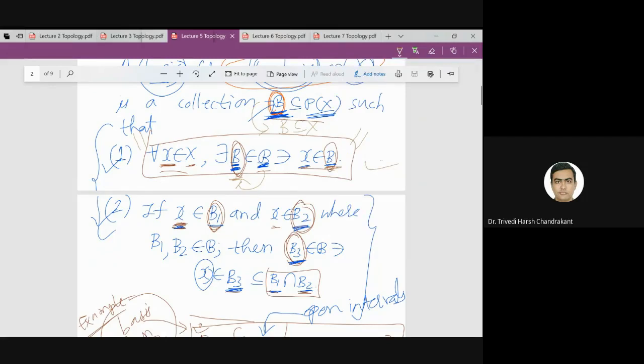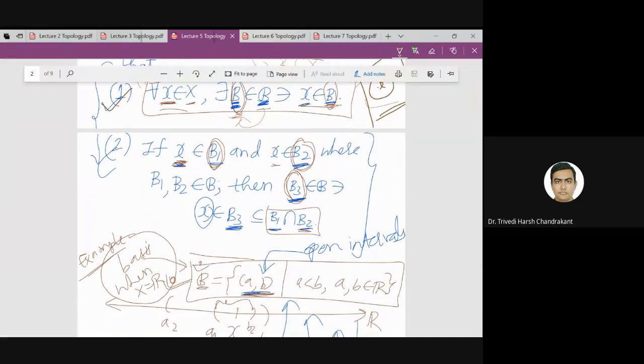So what is the first property? The first property is that suppose my set is X, then I take any element x in X, then I can always find an element B in this family such that x belongs to B. So that is the first property.